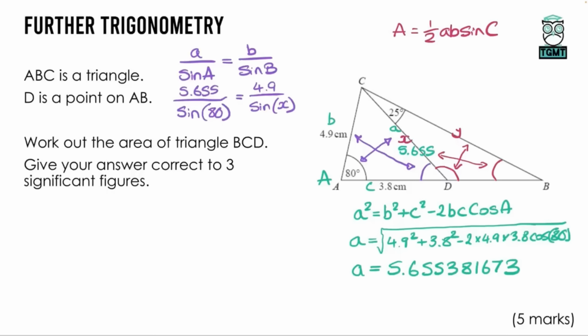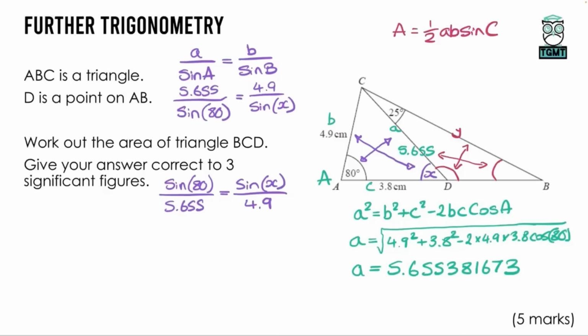So we have sine 80 over 5.655 is equal to sine x over, and let's just go with the 4.9. There we go. I've labelled that x. I should probably get rid of the x now because I don't want us to get confused with the side length. Now we're trying to find this angle, so we'll call that x. Now we can rearrange this.